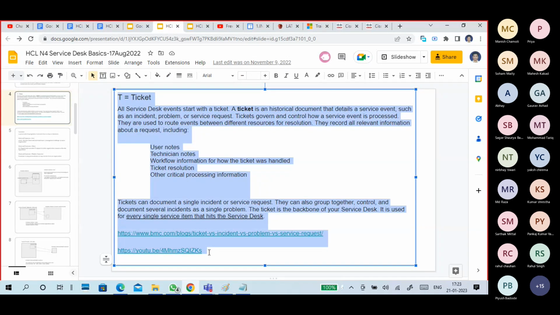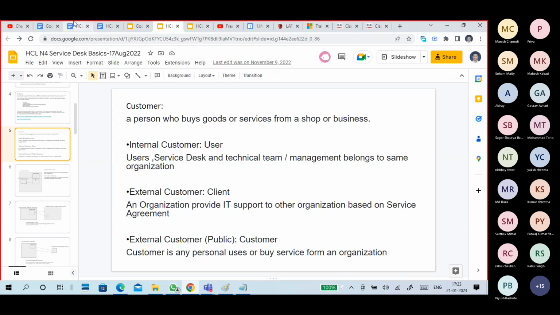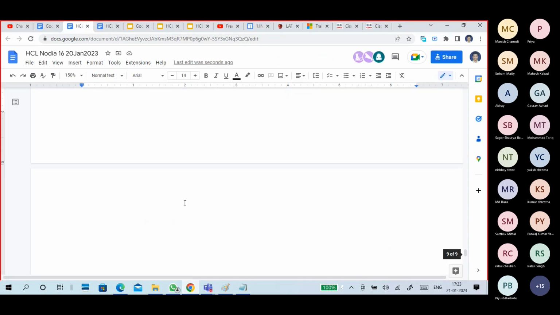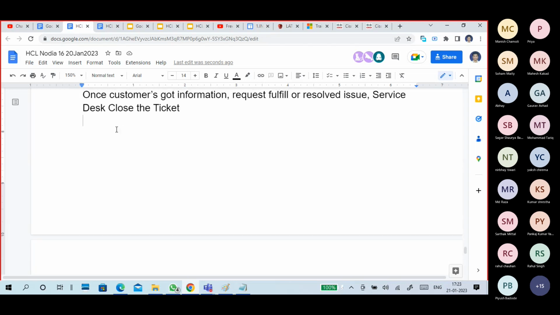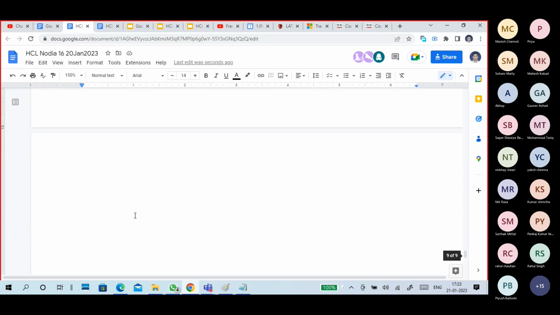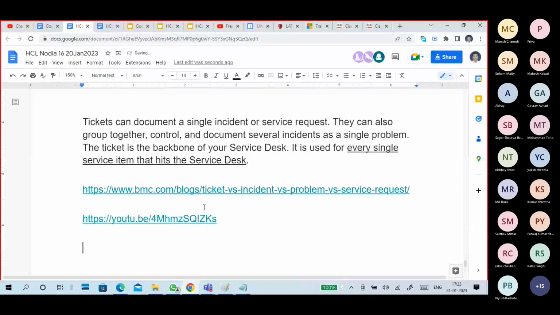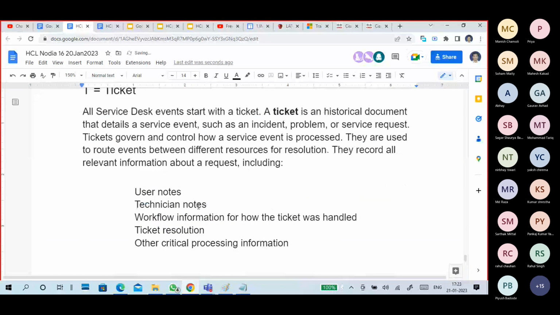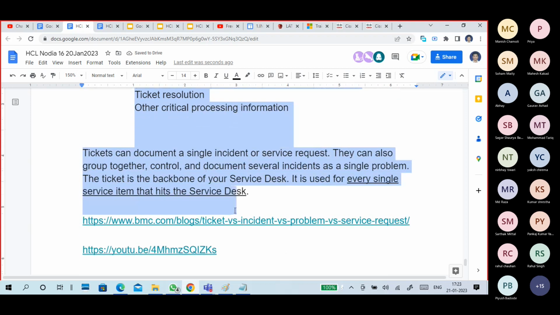Here it is. What is a ticket? Then I will explain about customers. I said about a ticket, but what is a ticket? It's a big topic.